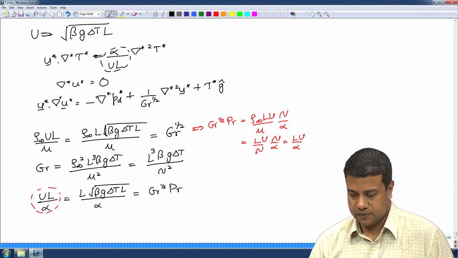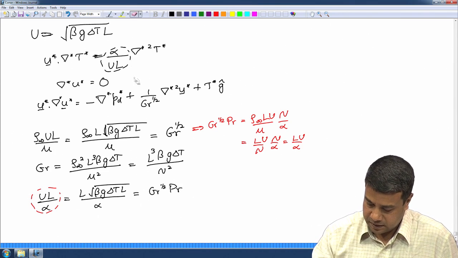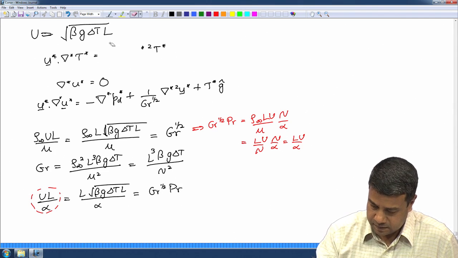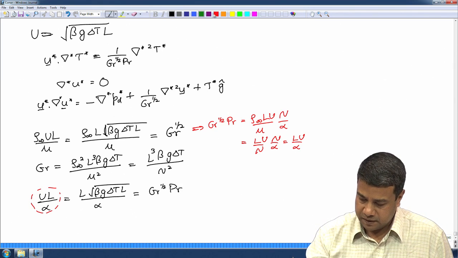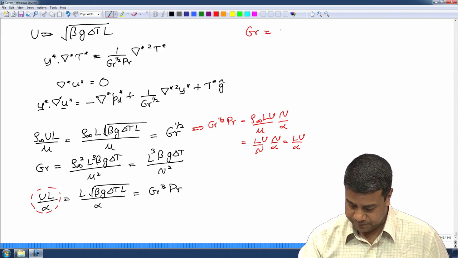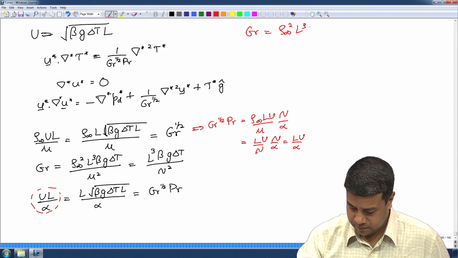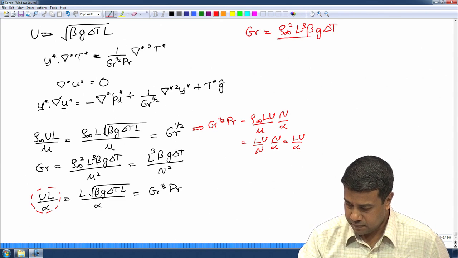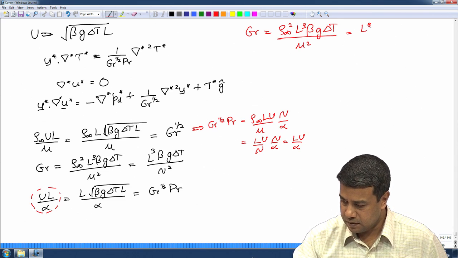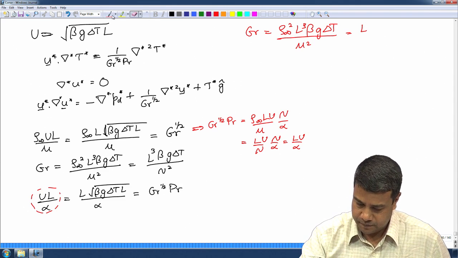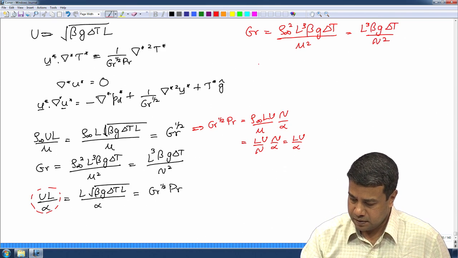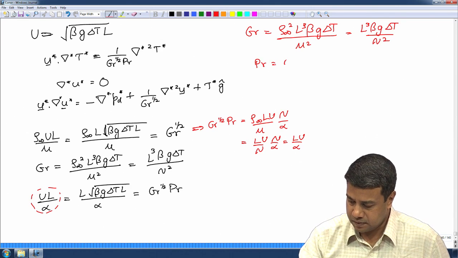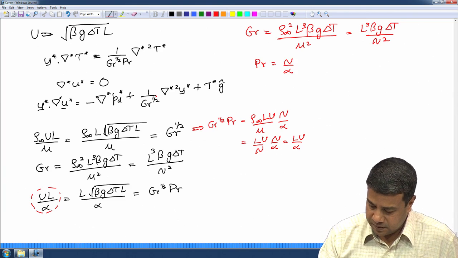So, once you do that, you get the dimensionless equations. In this case, I will write this as Grashof number to the half times the Prandtl number, where my definition for the Grashof number is equal to L cubed by mu square, and the other term is the Prandtl number, which is just equal to nu by alpha. So, therefore, there are these two dimensionless numbers that come in.